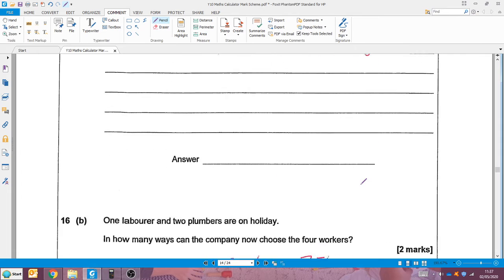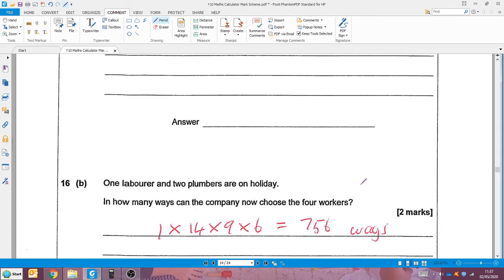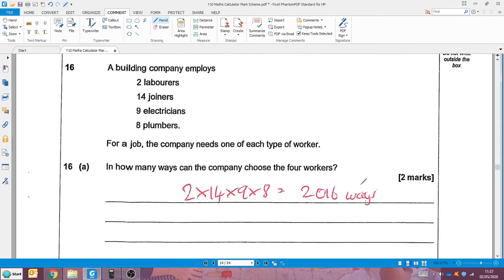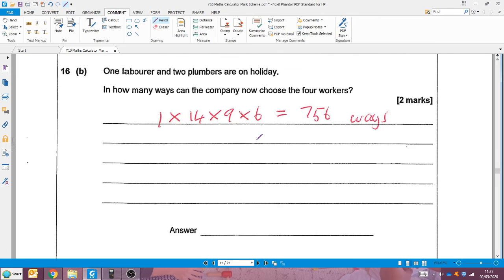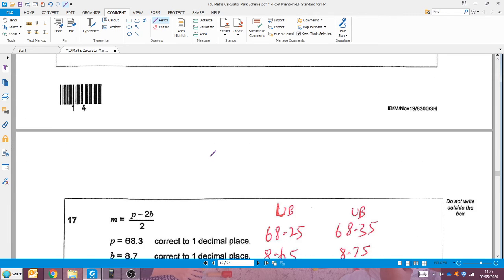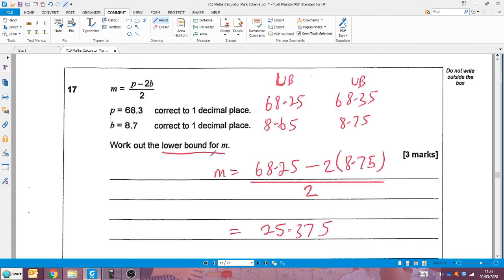In the next part, they're going off work. I'm going to lose a labourer, I'm going to lose 2 plumbers. So we're down to 1 labourer and we're down to 6 plumbers. But it's the same calculation. 1 times 14 times 9 times 6, all multiplied. There's now only 756 ways of getting the job done. All right, 4 marks, not difficult. For those of you who are good at upper and lower bounds, you better pay attention, because on this occasion you were not good.